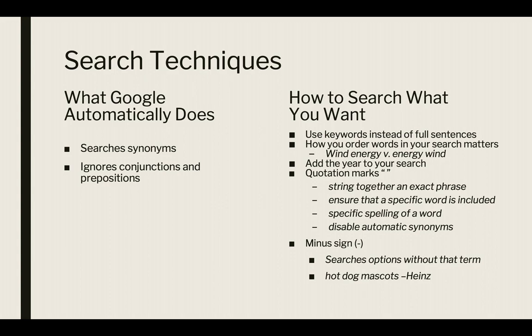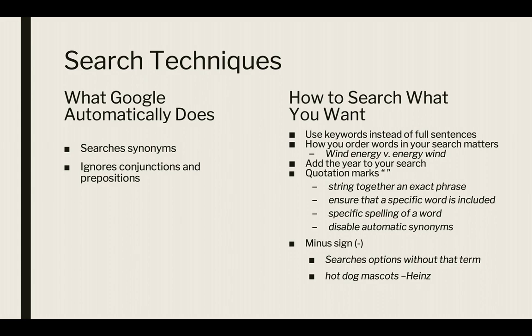Using quotation marks around a phrase is a way to get those words together. You can string together an exact phrase and put quote marks around it, and that ensures that a specific word is included. You do have to be very specific and precise with the spelling of the words you use when you're using quotation marks because it's going to look for exact terms. It also disables automatic synonyms. So when you're looking for a search quote, it's really just looking for that quote.